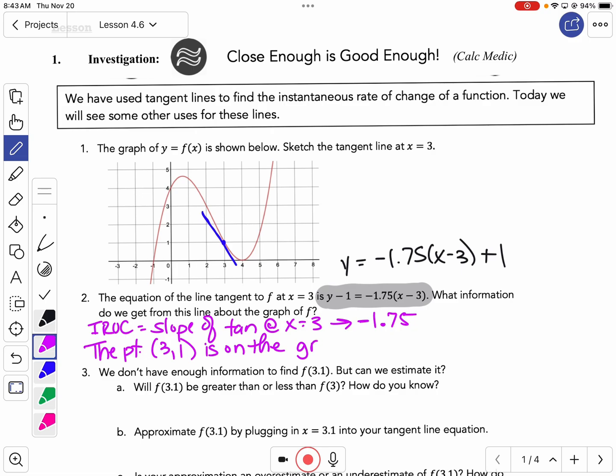Okay, now we could tell that just from looking at the graph, but now, because my instantaneous rate of change at 3 is negative 1.75, we could also say that f prime at 3 is negative 1.75. They're all the same thing, all right? Now, we don't have enough information to find f of 3.1, because that would be hard to do looking at that graph, but could we estimate it? So that's our next step.